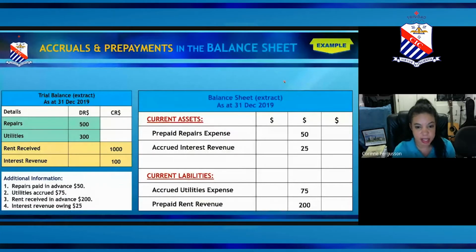So here you would see that in our example, we had two current assets, which would be the prepaid repairs expense and the accrued interest revenue. And we had two current liabilities, which would be the accrued utilities expense and the prepaid rent revenue. Once again, we are emphasizing that you must have the name of the actual expense and the actual revenue, and you must always have prepaid or accrued for it to be in the balance sheet, because it's the accruals and prepayments that are the current assets and current liabilities accordingly, right?